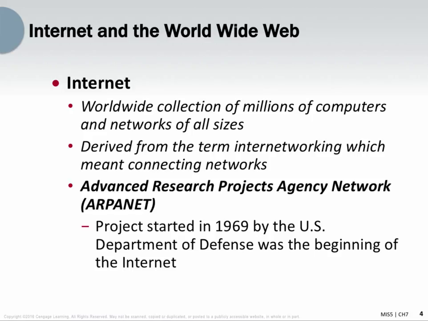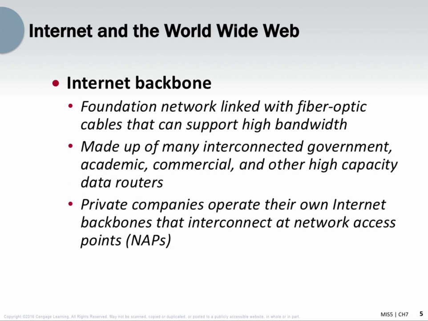Now, the internet itself, although it's a collection of millions of computers, does have a core grouping of machines that we consider the internet backbone. These are a lot of machines that are linked together with very high speed networks. We call it fiber optic. Some are academic, some are commercial, but they're high volume machines, high capacity routers. We talked about routers in the chapter that came before this. And a lot of them are private companies.